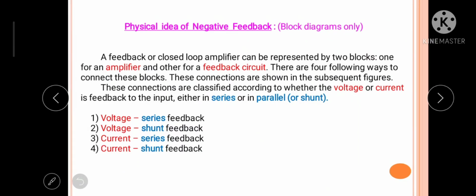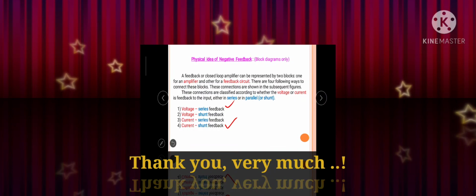So here in concluding lines, we can say out of these four types, voltage series feedback is used in most of the circuits, whereas the last one, current shunt feedback circuit, is used very rarely in electronic circuits. So let's stop here.